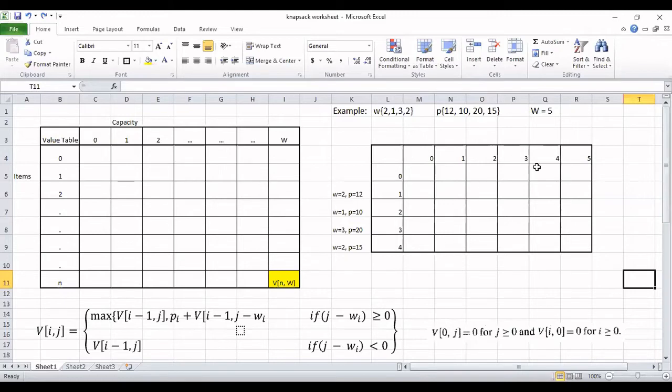Therefore, the table which we construct here has 4 plus 1 rows and 5 plus 1 columns. Column numbering starts from 0, 1, 2, 3, 4, 5, and row index starts from 0, 1, 2, 3, 4. So we construct this table. Simultaneously, you can also write down this table for this example. It becomes much easier for you.